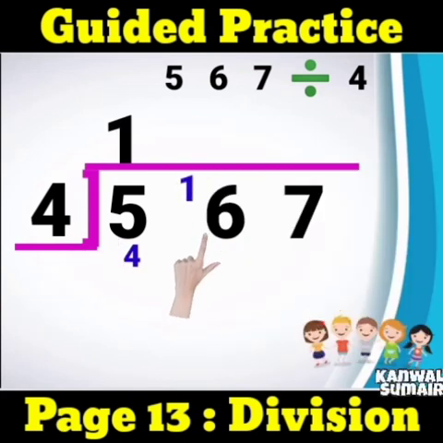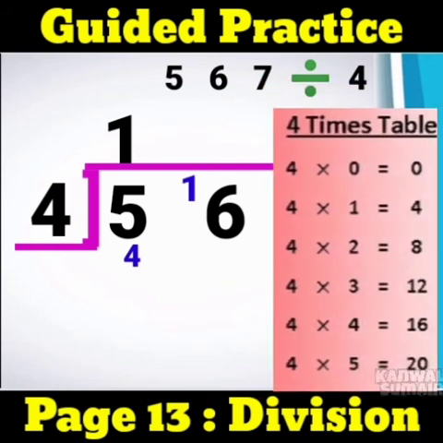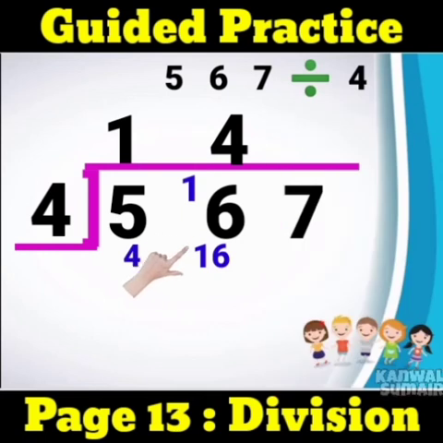It has now become 16. In the 4 times table, 16 comes. So yes, 4 times 4 is equal to 16. Write 16 down. 16 minus 16, nothing is left, so there is nothing to go with the next number. Now the next digit is 7.